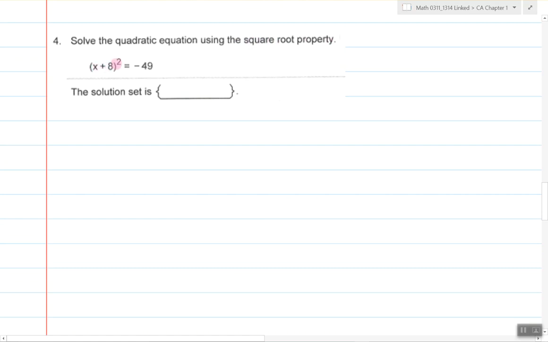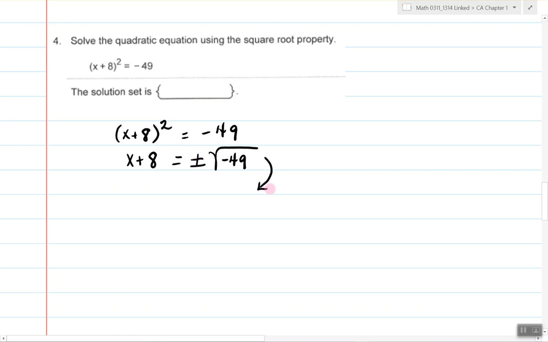Square root property. I have something squared is equal to a number. So it's ready, and I'll copy down the problem. Square root property says take the square root, which gets rid of your exponent, put the plus or minus square root of negative 49. Don't forget this, because you'll just get one answer, and there are two. Remember, you always ask, can you simplify? Well, the square root of negative 49, the negative means there's an i. The square root of 49 is 7, so this is 7i. So x plus 8 is equal to, keeping the plus or minus symbol, 7i.